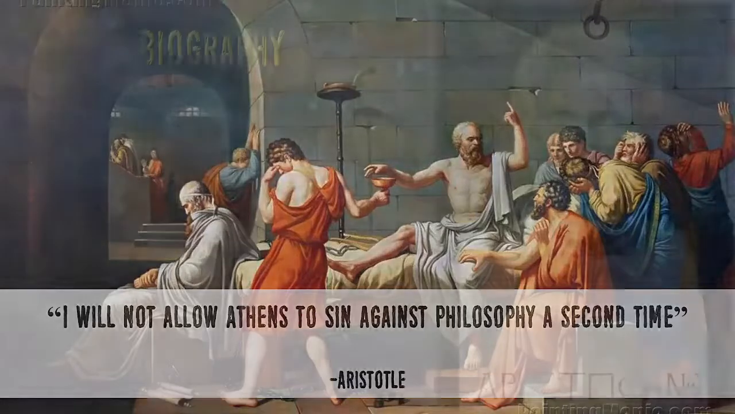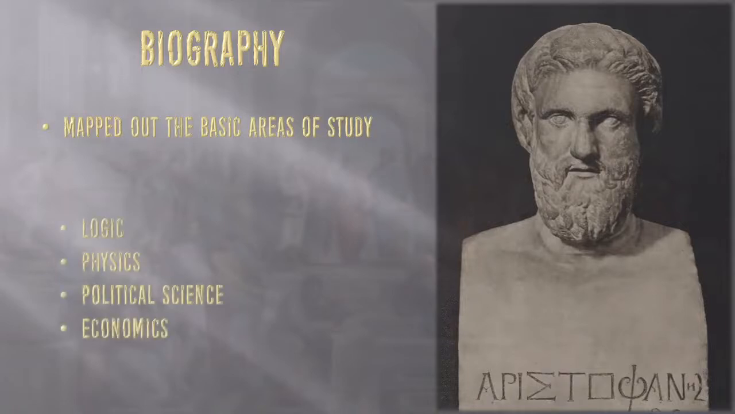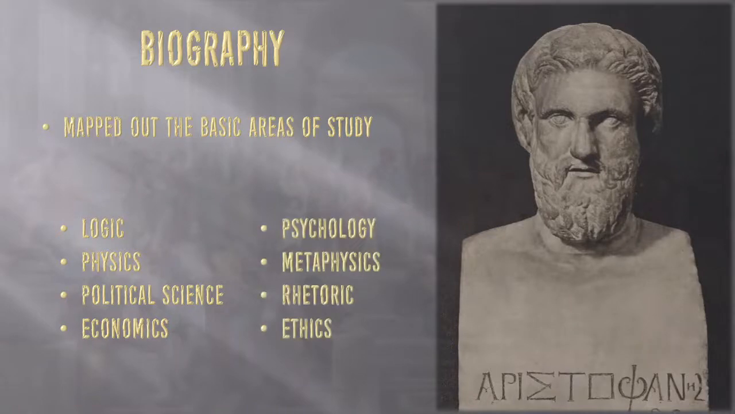Now, Aristotle's influence on Western knowledge and civilization cannot be overstated. Our world is still in many ways the product of Aristotle's ideas. For instance, Aristotle mapped out for the first time the most basic areas of study. And from his work in these fields, it actually provided the names that are still used today. We refer to logic, physics, political science, and economics. These are concepts and names that Aristotle employed, along with psychology, metaphysics, rhetoric, and ethics.